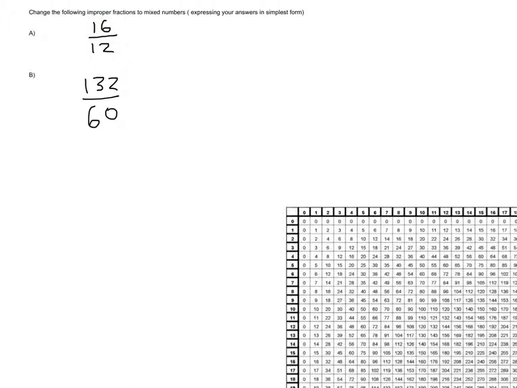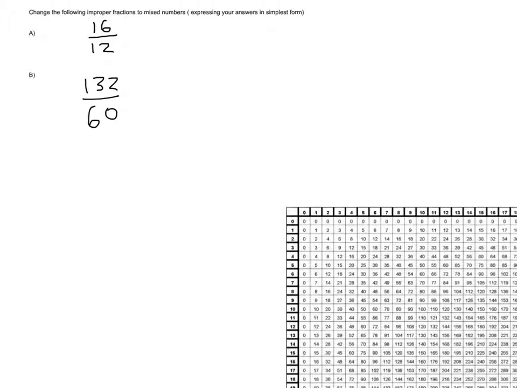Now, again, we need to make sure that in order to change it to a mixed fraction, we need to find out how many times the denominator goes into the numerator. If you look at the multiples of 12 down here in the times table, you'll see that we've got 12 times 1 equals 12. So 12 goes into 12 one time. But then the next multiple of 12 is 24. So 24 is bigger than 16, so we know that there's going to be a remainder. There's going to be something left over.